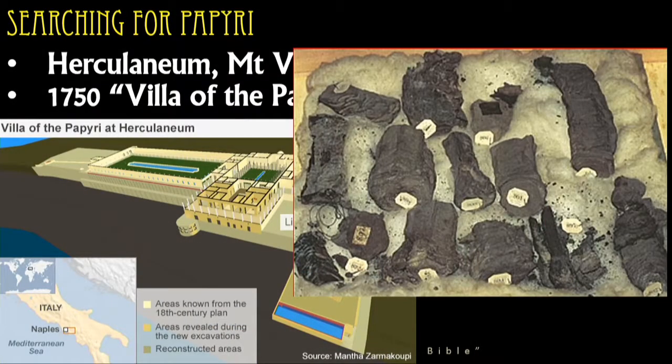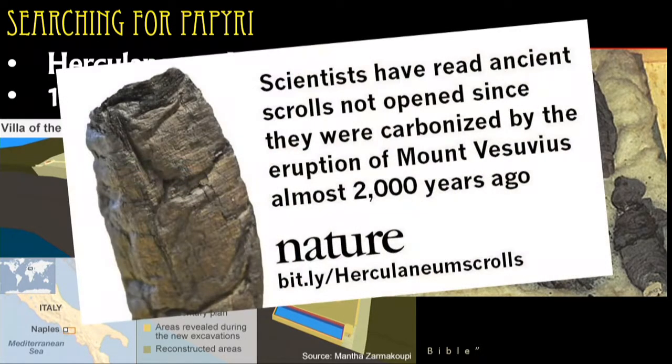Here's a picture of some of them just still laying in the shelves, just like that. And they're very fragile. You can't unwrap them without destroying them. So even to this day, there's a ton of effort going into seeing if we can read them using x-rays and stuff like that. Scientists have read ancient scrolls not opened since they were carbonized by the eruption of Mount Vesuvius almost 2,000 years ago. This is in an article from Nature. So to this very day, even this year, they're still using technical means to try and read the words in these without unwrapping them. Because when you unwrap them, they just go to nothing.